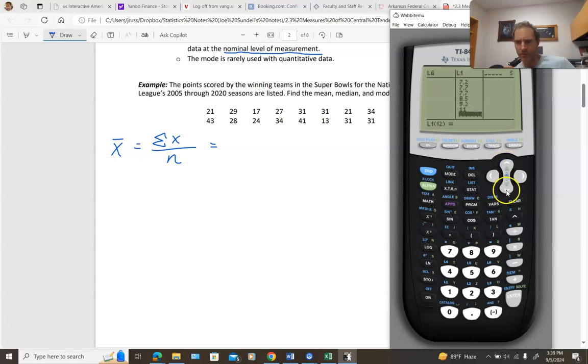There's another way to do this. It's using the clear button, not the delete button. Okay, so you can see I'm here in list 1. Let's scroll over. Yours may look a little different.